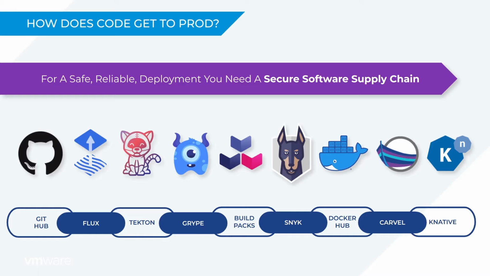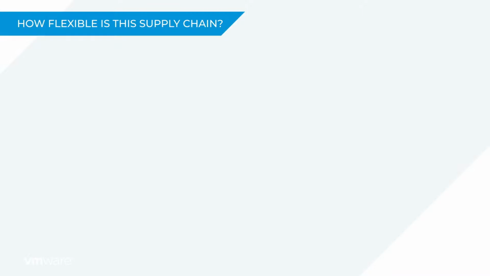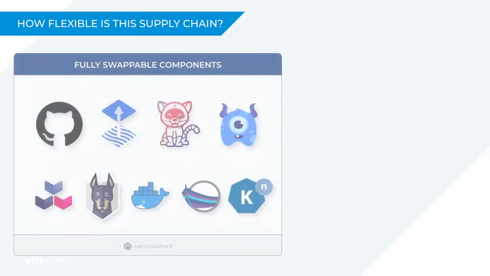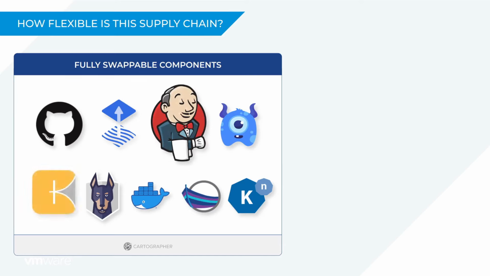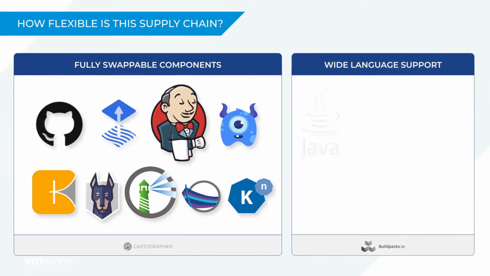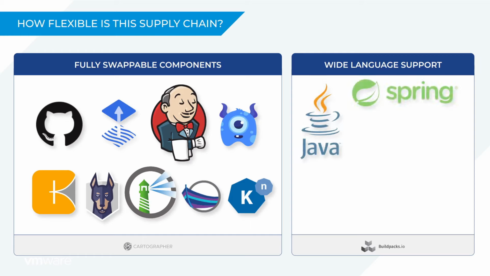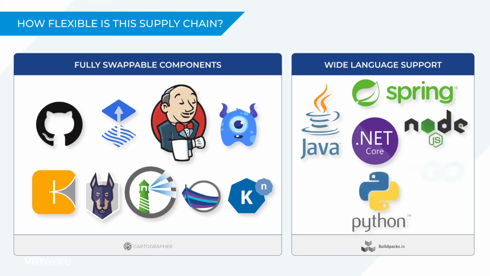Now you may be wondering, how flexible is this supply chain? Well, because this supply chain is using Cartographer under the hood, you can swap out components and customize the supply chain anytime you want to. So for example, I could replace Tekton with Jenkins, or I could swap Buildpacks for Kaniko. Or maybe I'd like to replace Docker Hub with a private registry, like Harbor. And thanks to CNCF Buildpacks, this supply chain also enjoys very broad programming language support. So I can build and run applications written in Java, or Spring, or .NET, or Node.js, Python, Go, and more.